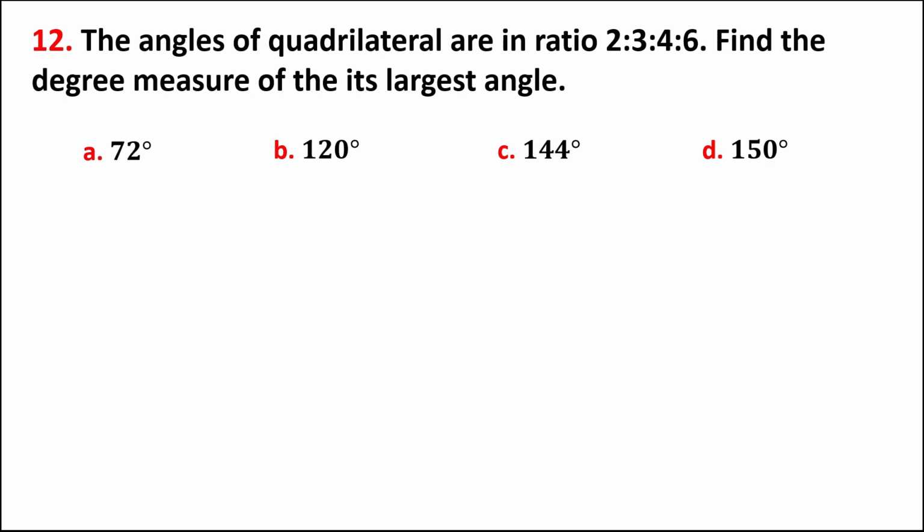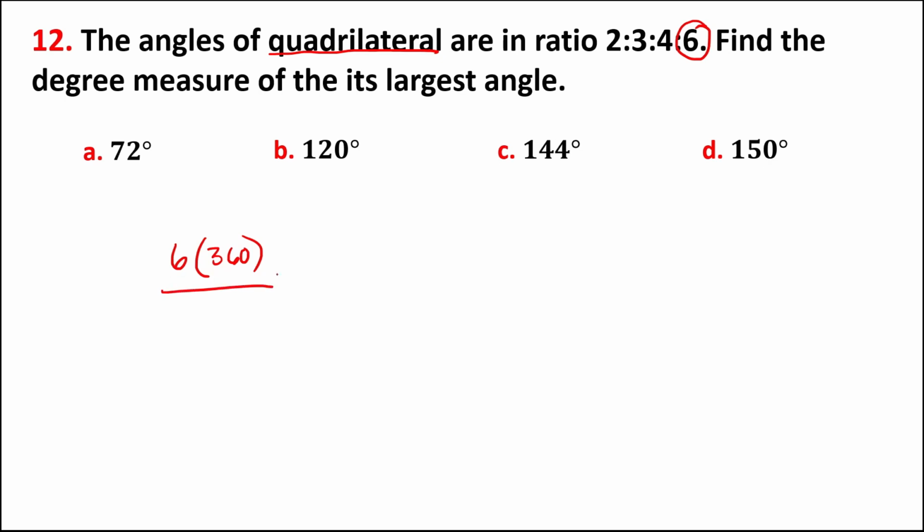For this given, the angles of a quadrilateral are in ratio 2, 3, 4, 6. Then find the degree measure of its largest angle. Since the largest angle is 6, we have 6 times the total angle of the quadrilateral, which is 360 degrees.